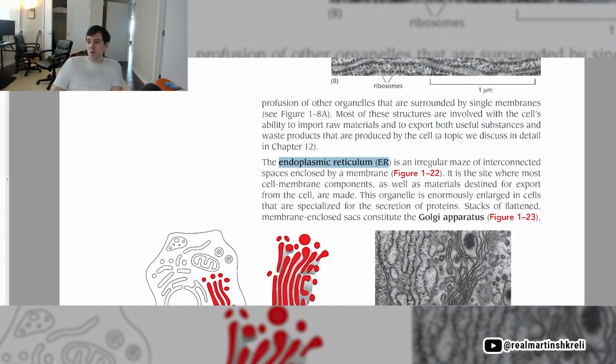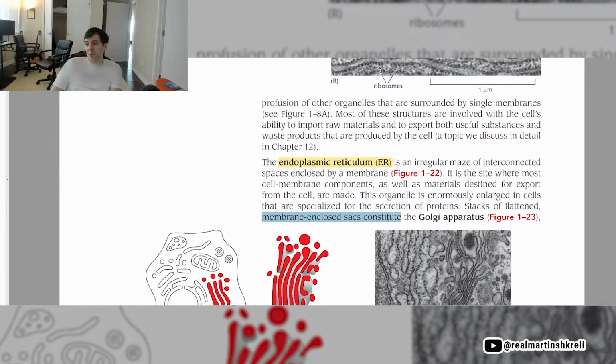Here's the first one that they mentioned, which I've called out as very important. The endoplasmic reticulum is an irregular maze of interconnected spaces enclosed by a membrane. It is the site where most cell membrane components, as well as materials destined for export from the cell, are made. So it's like a factory. This organelle is enormously enlarged in cells that are specialized for the secretion of proteins.